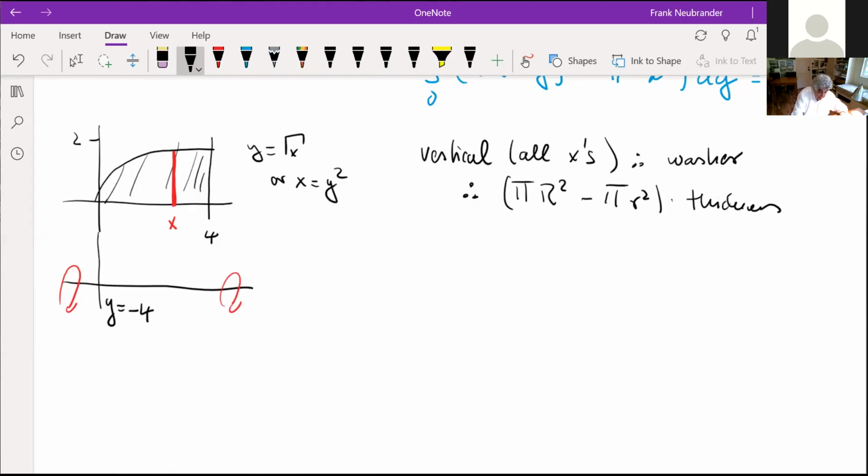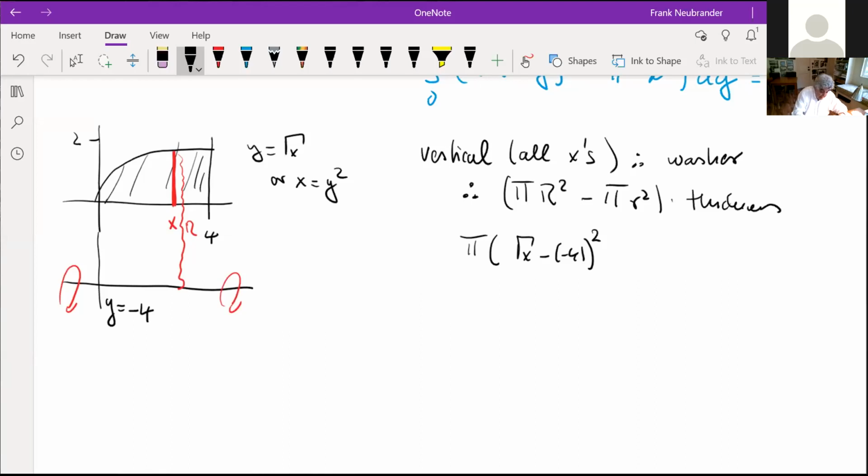Now, what is the big radius? That's from here to there. So in our case, it is pi times the upper minus the lower. The upper is square root of x minus the lower, which is minus 4. That is the length, that's capital R, and you square it.